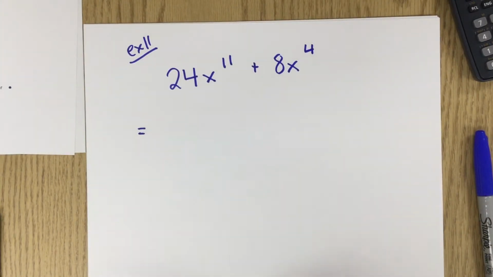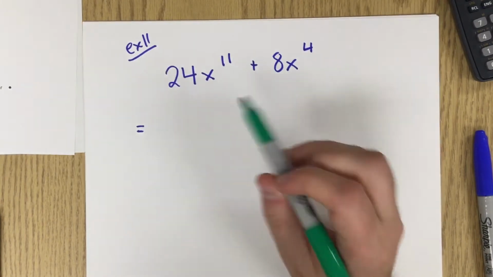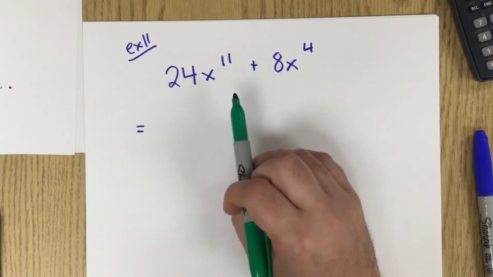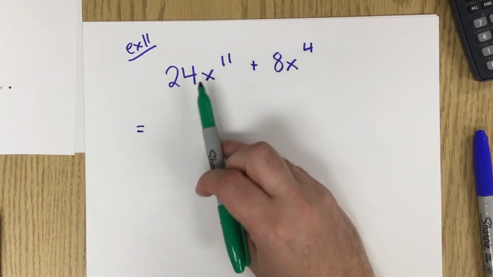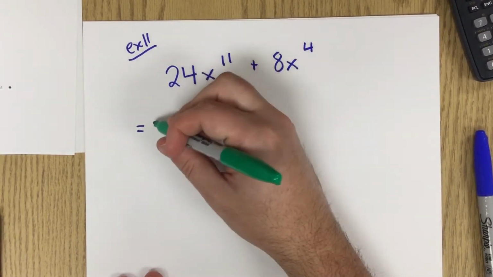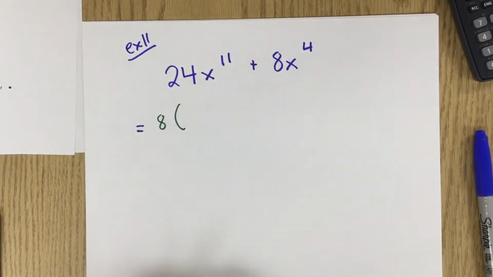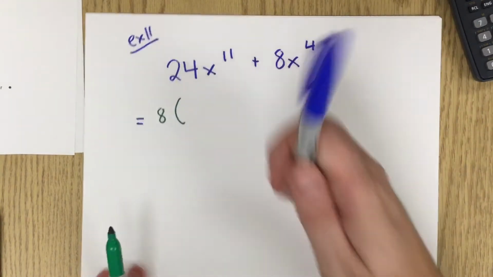So what's common between 24 and 8? 2 is common, not the greatest common. 4 is common, not the greatest. 8 is actually common to both. You could divide 24 by 8 nicely, and you could divide 8 by 8 nicely. So we do that. 24 divided by 8 is, I'll write it out again.